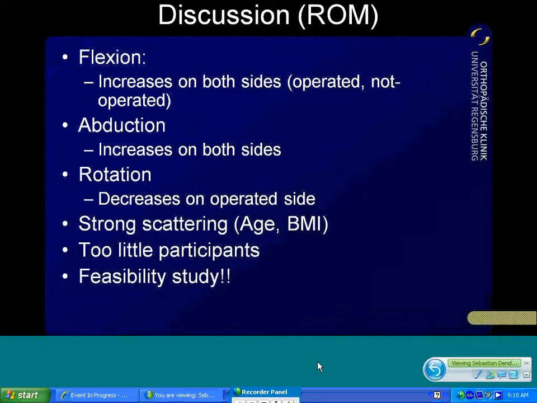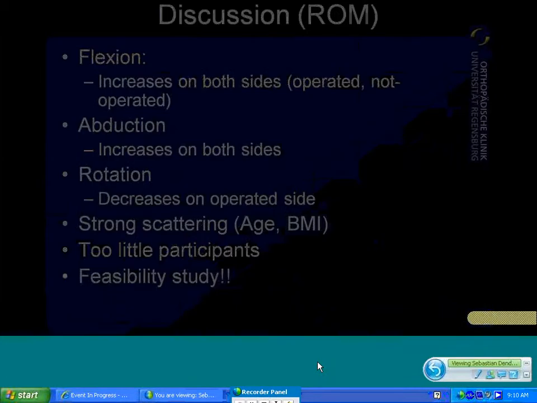Please notice that the study underlies a very strict schedule in terms of the study protocol. We have few participants to provide good statistical evidence because this is a feasibility study. We wanted to know if what we wanted to do was possible and if it's meaningful. So there is no good statistical proof because it was a feasibility study.